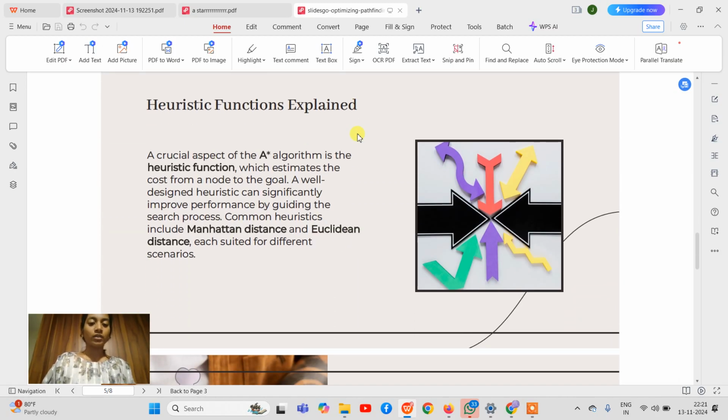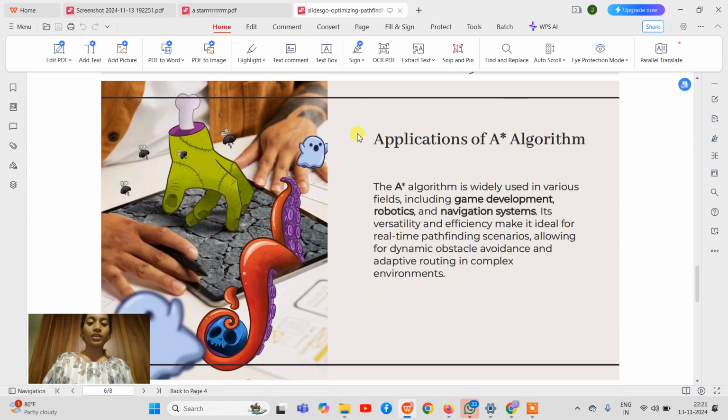The crucial aspect of the A-star algorithm is the heuristic function, which estimates the cost from a node to the goal. A well-designed heuristic can significantly improve performance by guiding the search process. Common heuristics include Manhattan distance and Euclidean distance, each suited for different scenarios.